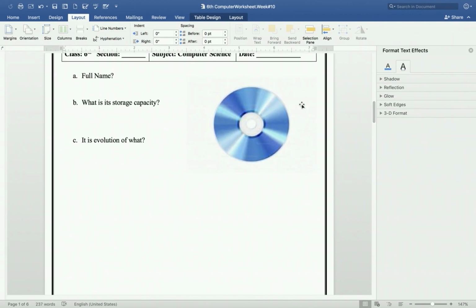Its full name, Blu-ray disc. Yes, BRD stands for Blu-ray disc. Then what is its storage capacity? Its storage capacity is about 50 GBs. It's the evolution of what? It's the evolution of DVD.